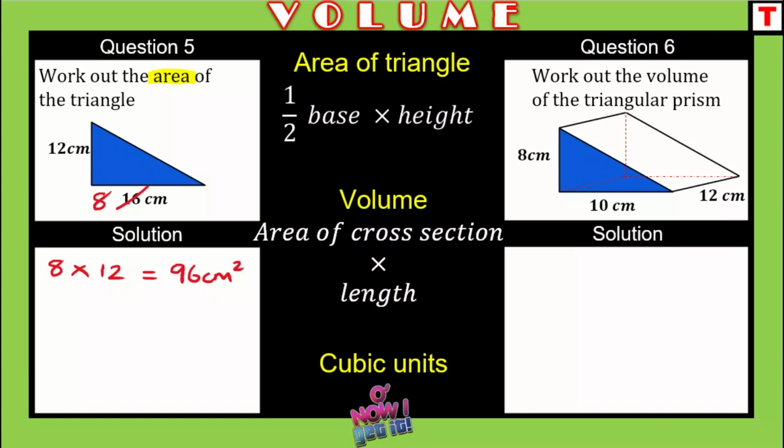Then let's have a look over on the right. Now that we are working with the volume, we're being asked to work out the volume. So we're looking at these numbers that we have, just the same, and we're going to be applying the area of the triangle first. So we need the area of this cross section, which is a triangle, and we need to first find the area of this triangle.